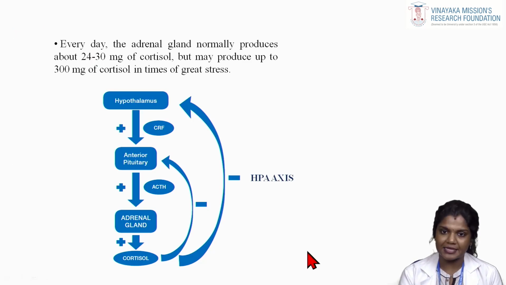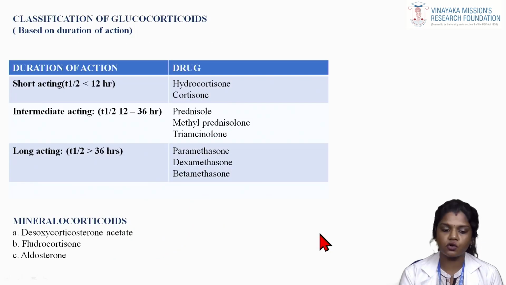This is the HPA axis which shows the secretion of the cortisol hormones. Every day, the adrenal gland normally produces about 24 to 30 mg of cortisol but may produce up to 300 mg of cortisol in times of great stress. This is the classification of glucocorticoids based on the duration of action. Depending on the duration of action, the glucocorticoids are classified into short acting, intermediate acting and long acting.